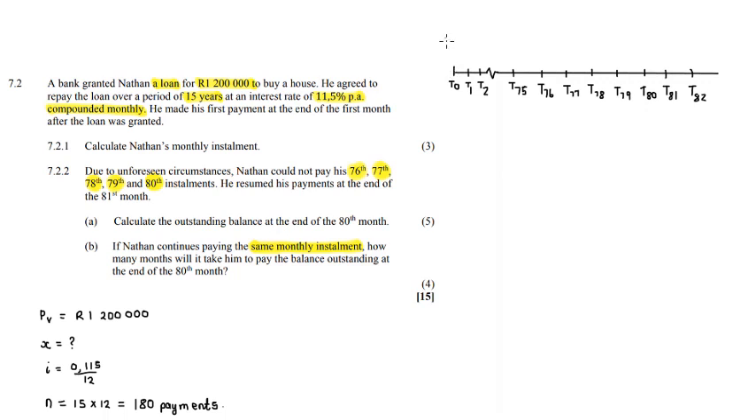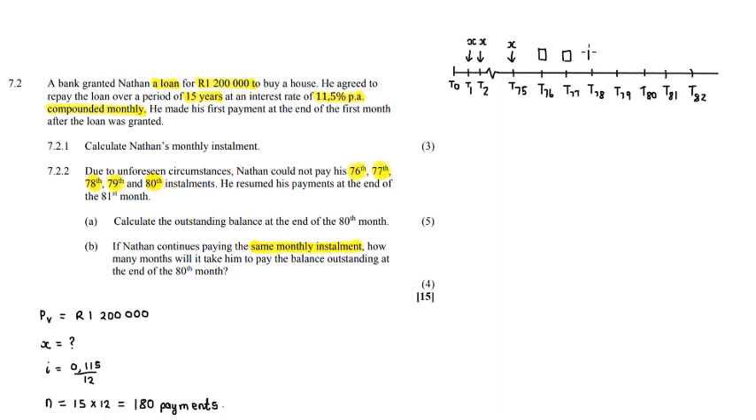At the end of the first month, he makes his first repayment, which is something we need to calculate here in 7.2.1. We need to calculate what that X amount was that he was paying, and he does so for a certain amount of time, and then something happens after he pays his 75th payment.